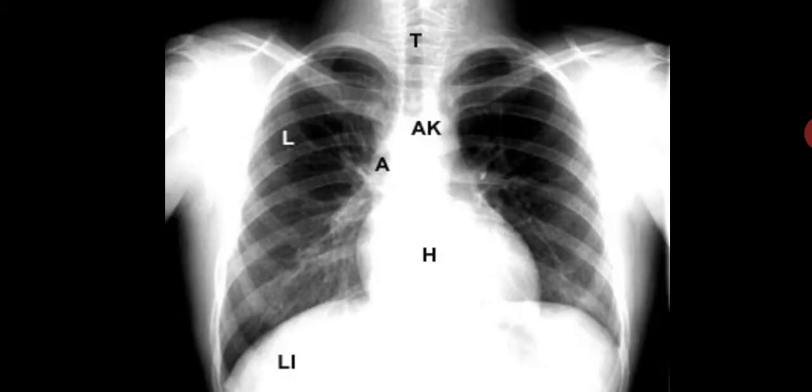So, as we already discussed, this is the trachea, T, as you can see. This is the ascending aorta. This is the aortic knuckle. This is the ascending aorta. This is the heart. This is the lungs. And this is the liver.